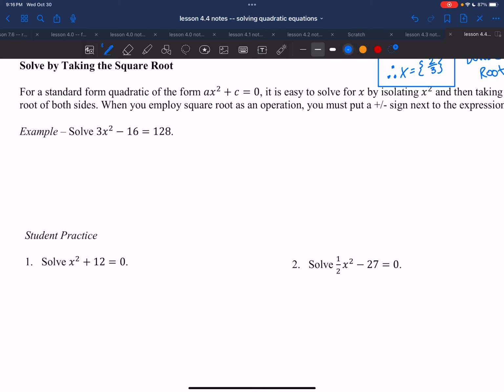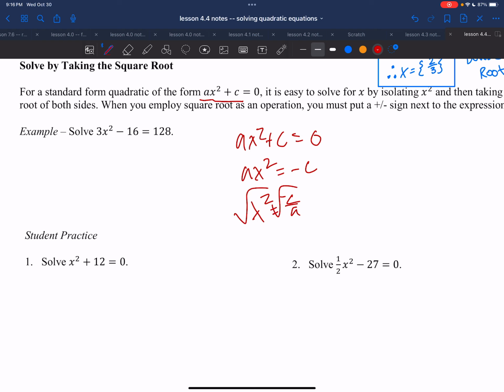The next part says solve by taking the square root. So, to set this up, it says for a standard form quadratic of the form ax squared plus c equals 0, it's easy to do this because all you have to do is isolate x squared and take the square root, okay? Really, that's it. What that means is if you have ax squared plus c, all you have to do is subtract c, divide by a, say negative c over a, and then you just take the square root of both sides, okay?